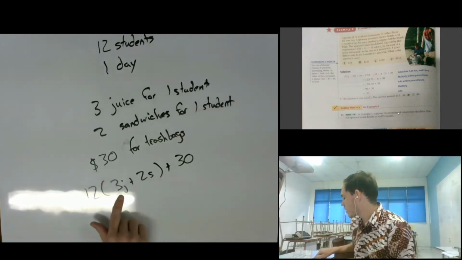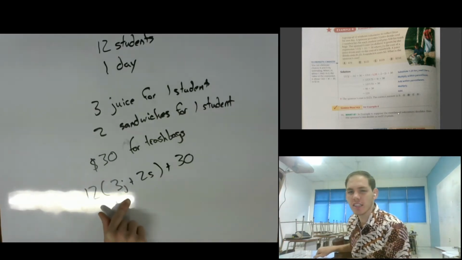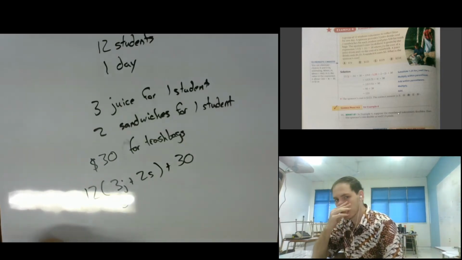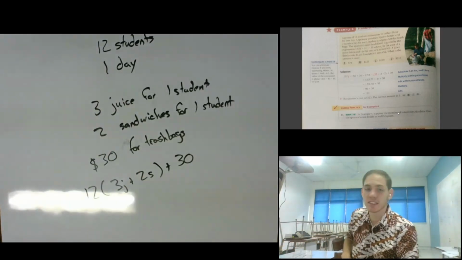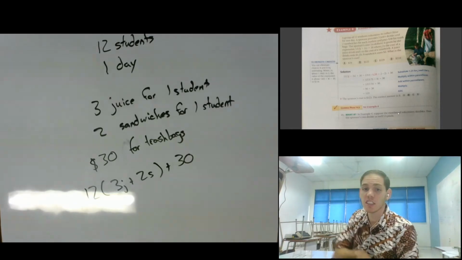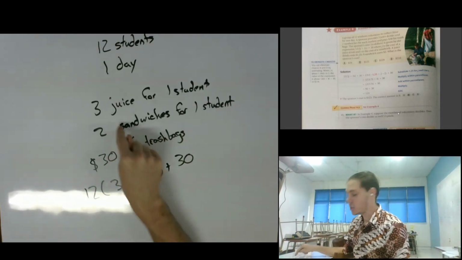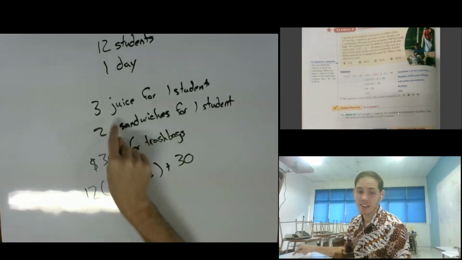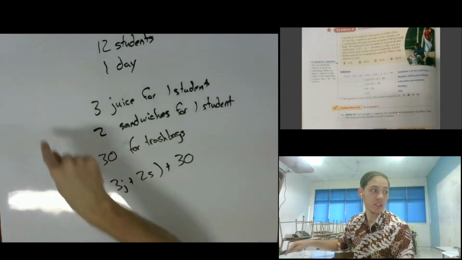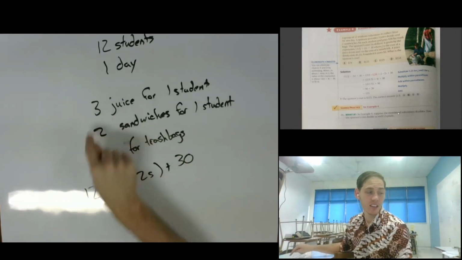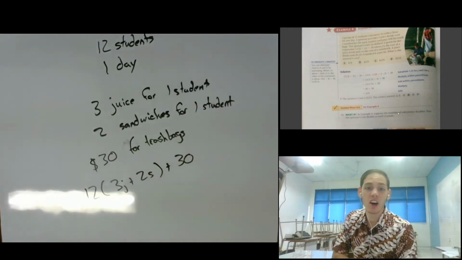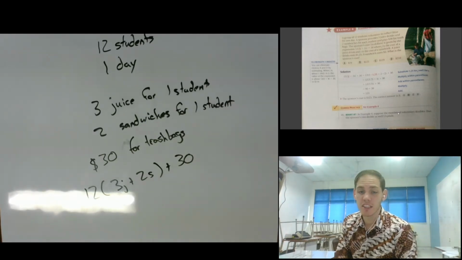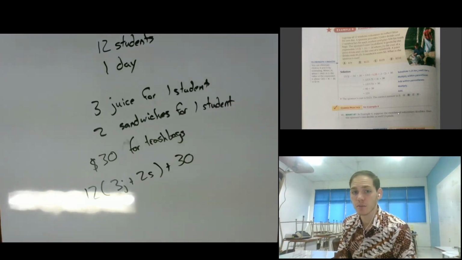So can someone tell me, why do you think it's 3j? If in your head, why do you think it's 3j plus 2s? What above gives us that information? So first, you need to know something in math. We like to use the first letter of the thing we are calculating. So you see 3j, 3 juices, 2s, 2 sandwiches. So what do j and s stand for? The cost for j is cost for juice, s is the cost for sandwiches. So what does it say?